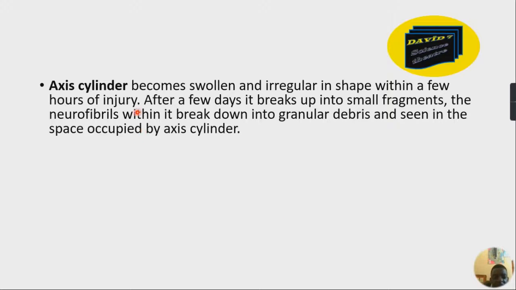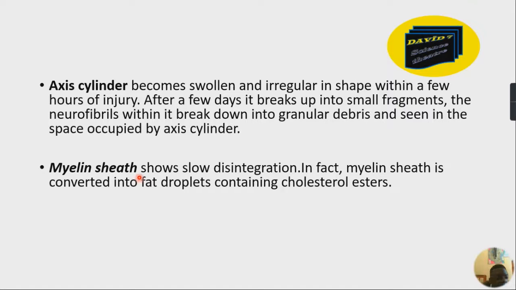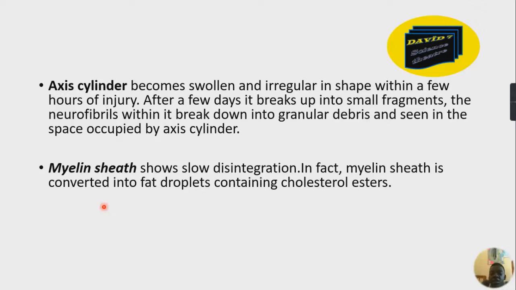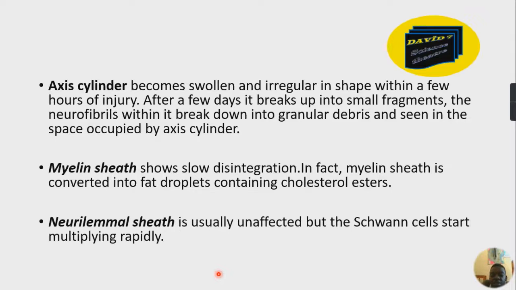Another change is that the axis cylinder becomes swollen and irregular in shape within a few hours of injury. And after a few days, it breaks down into small fragments. The neurofibrils within it will break down into granular debris, seen in the space occupied by the axis cylinder. The myelin sheath will show slow disintegration. In fact, it will be converted into fat droplets which contain cholesterol esters.